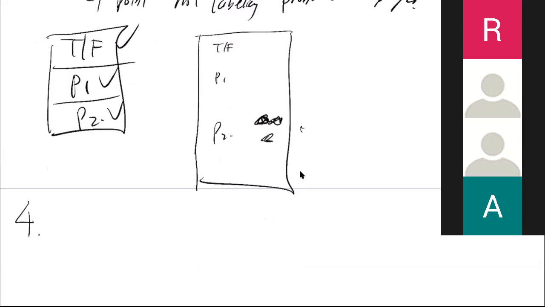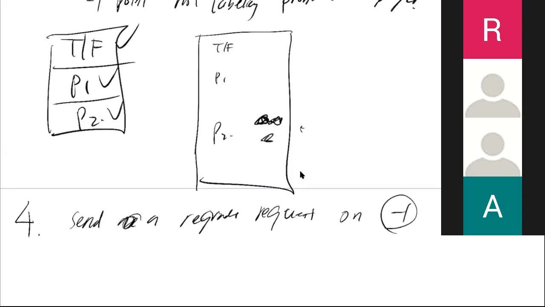For those who want to get this 1 point back, just send a regrade request on this -1 point. I believe I took off 1 point in the true and false section, so you can send me a regrade request and I will add your point back.